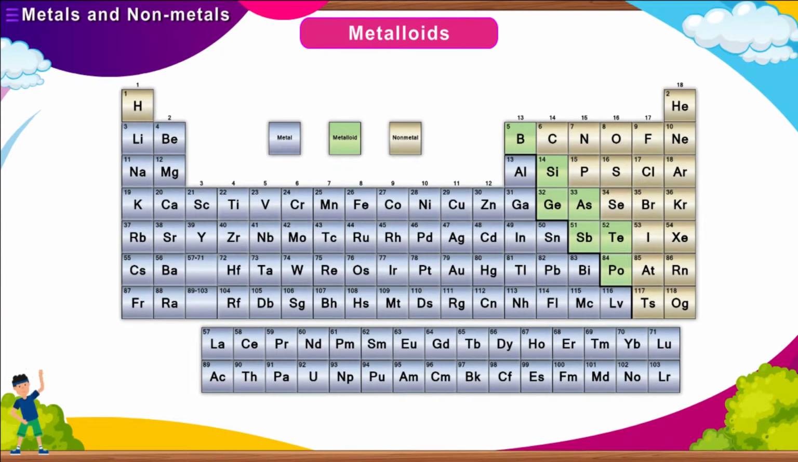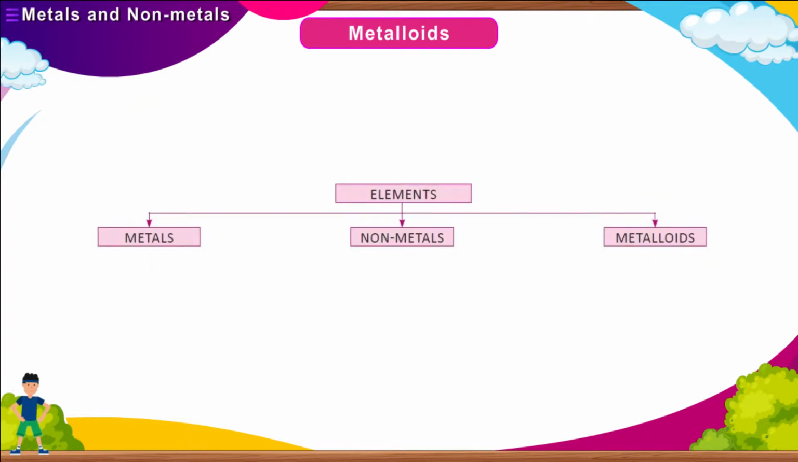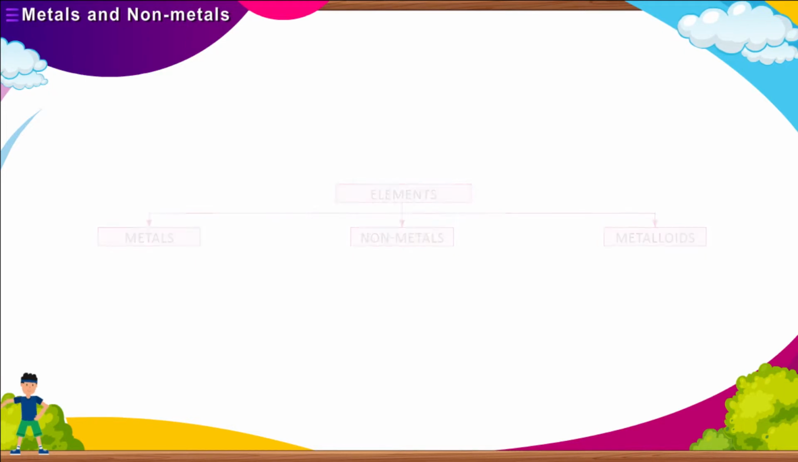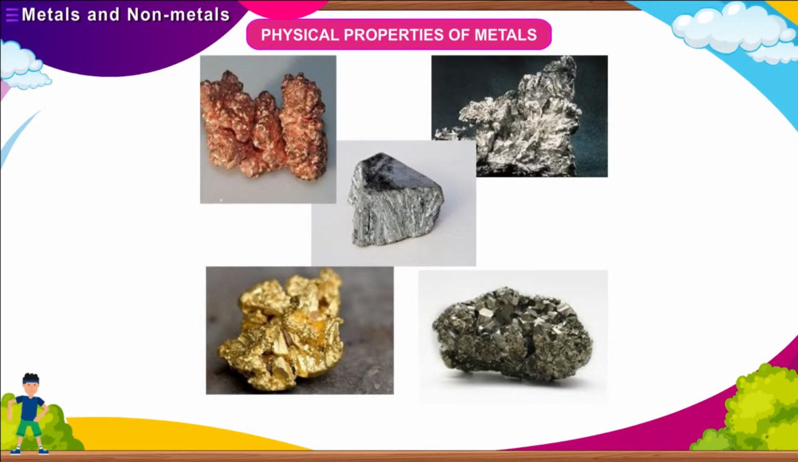Metalloids. Elements which have properties intermediate between metals and nonmetals are called metalloids. Some examples of metalloids are arsenic, germanium, and silicon. Physical properties of metals.